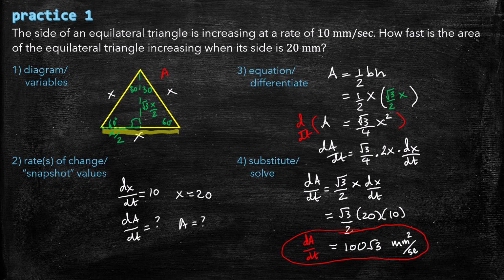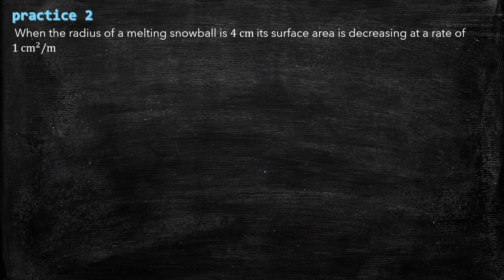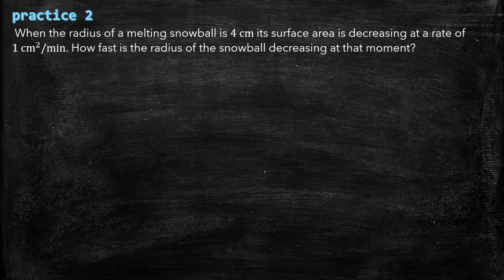So here is the rate at which the area is changing, so dA by dt at that particular snapshot moment. So for our second practice problem, we have a snowball whose surface area is decreasing at a rate of 1 centimeter squared per minute. At the moment, its radius is 4 centimeters, and we'd like to know how fast the radius is decreasing at that moment also. So diagram and variables once again.